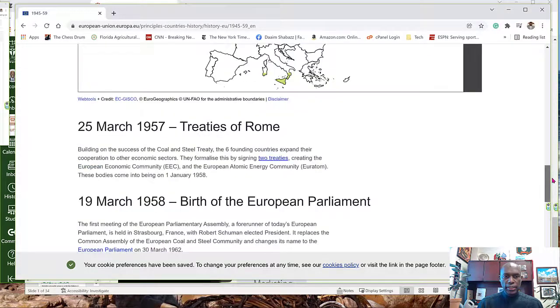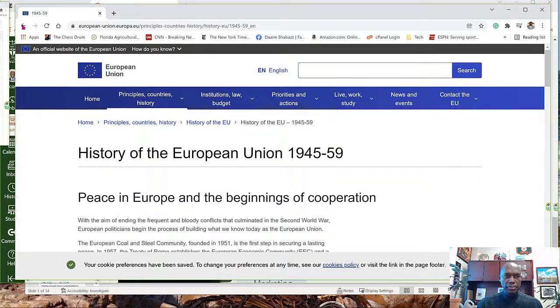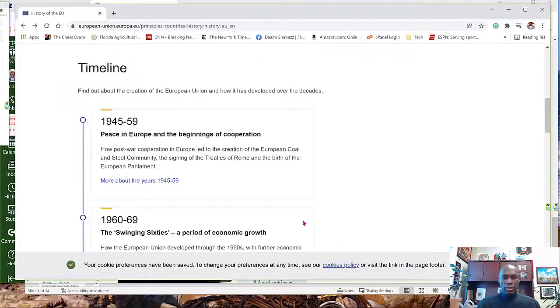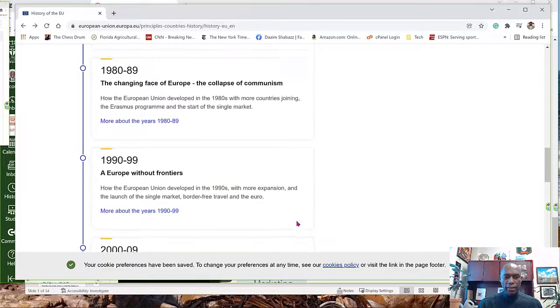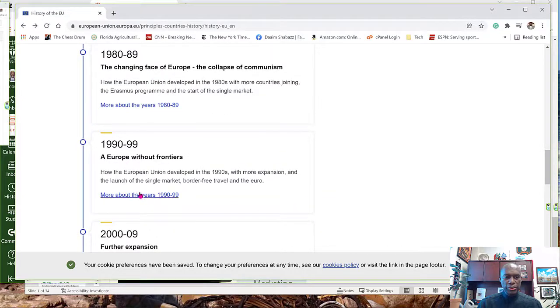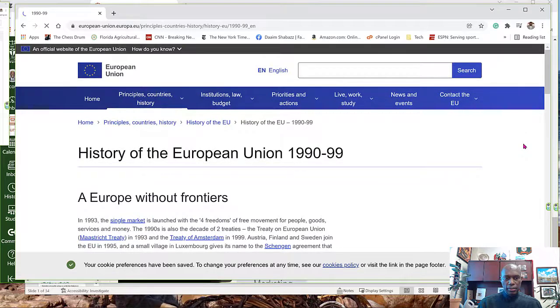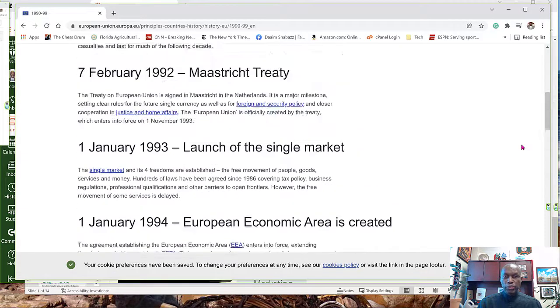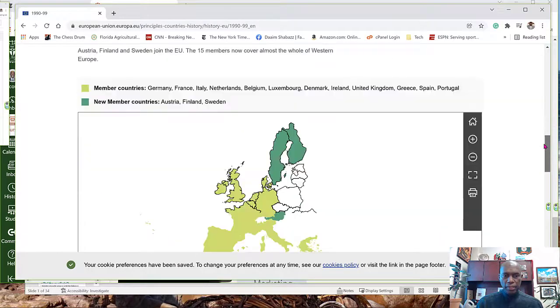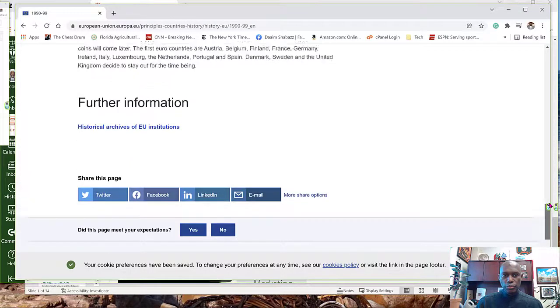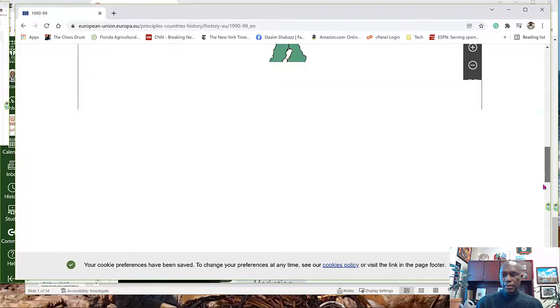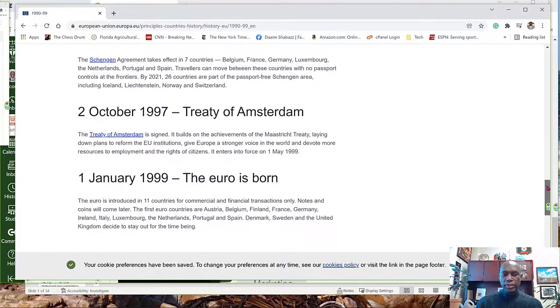1992, and I think that's another page, but 1992 was when the Maastricht Agreement, the Maastricht Treaty, was signed, which created the bloc that we now know as the European Union. And then in 2002, the currency was in circulation.